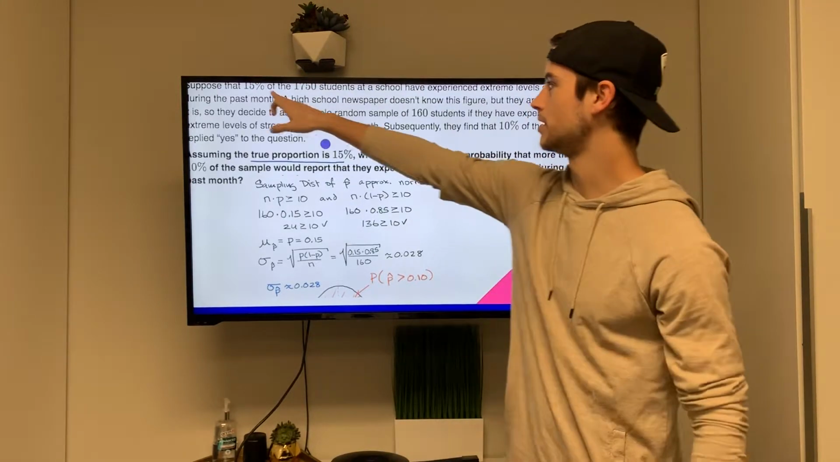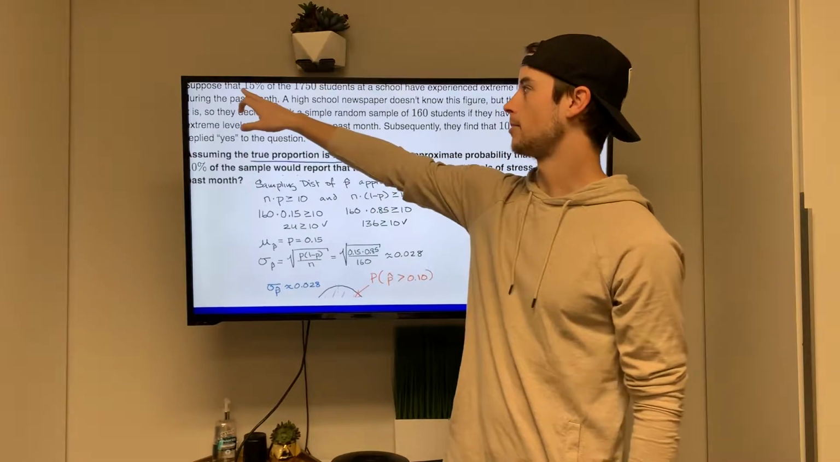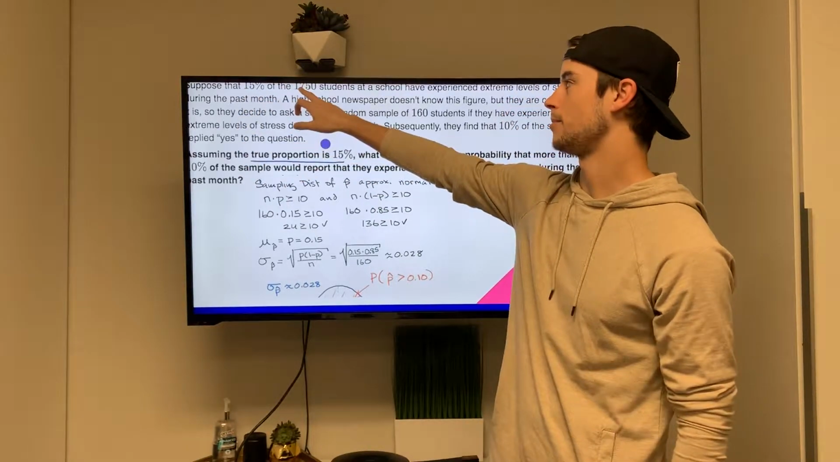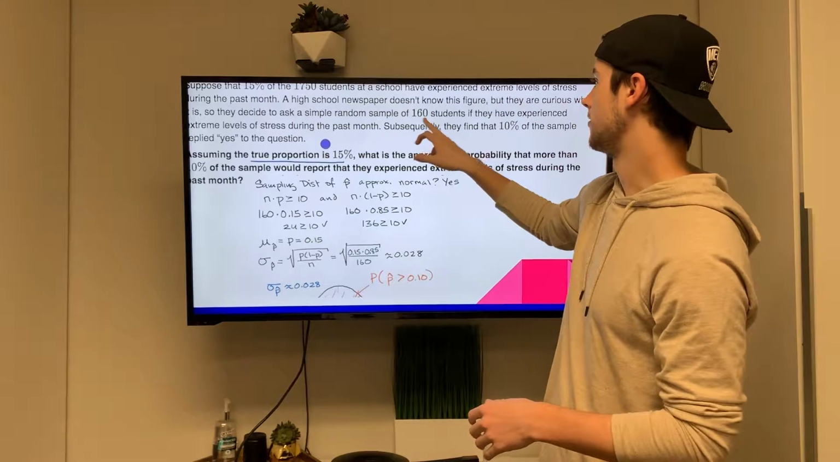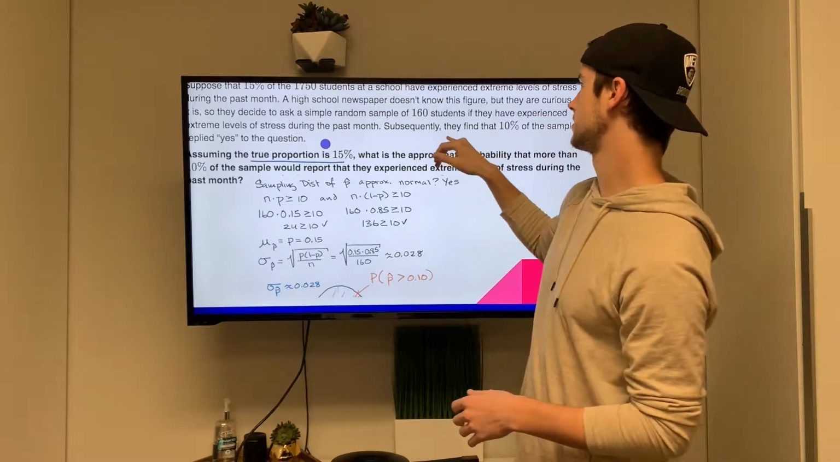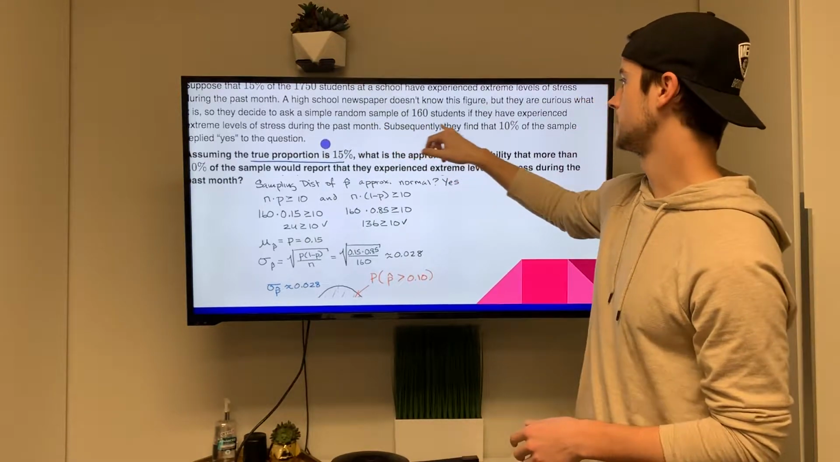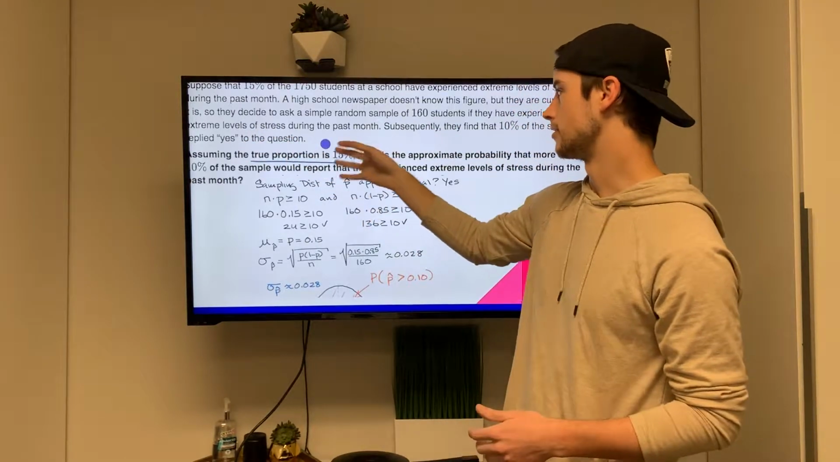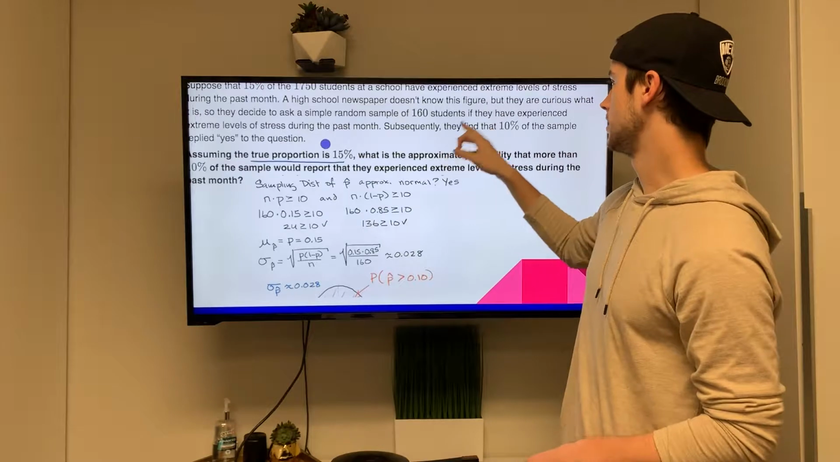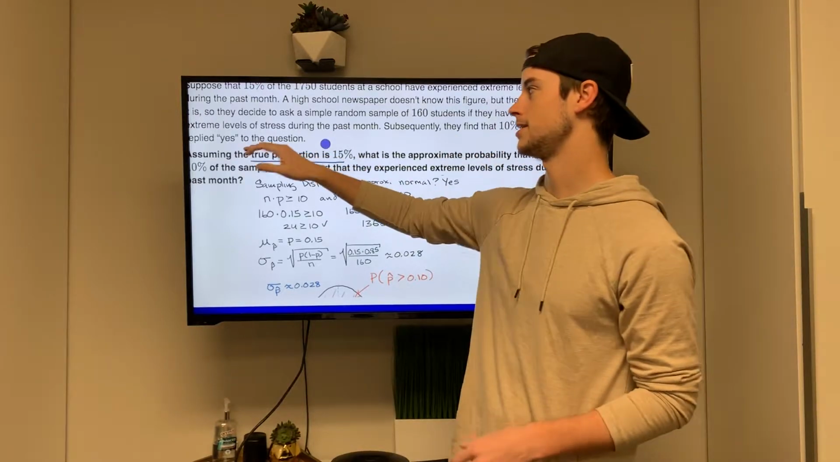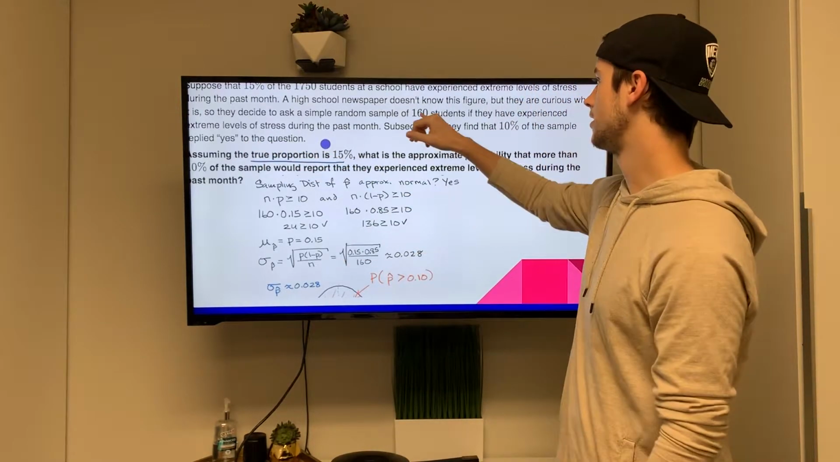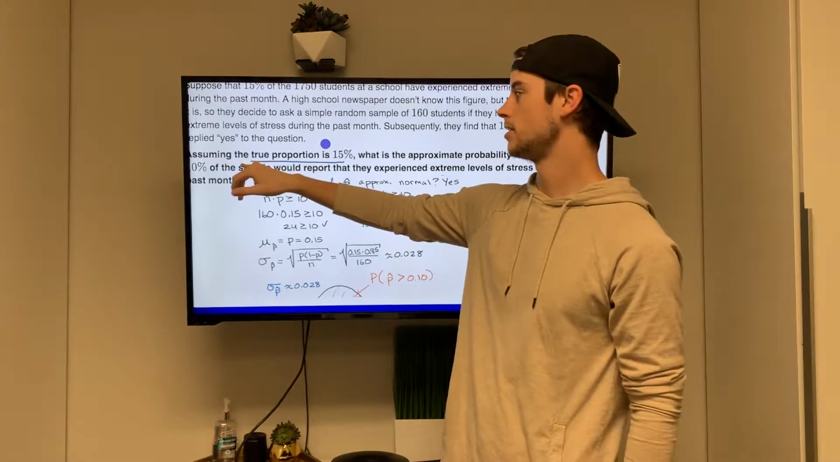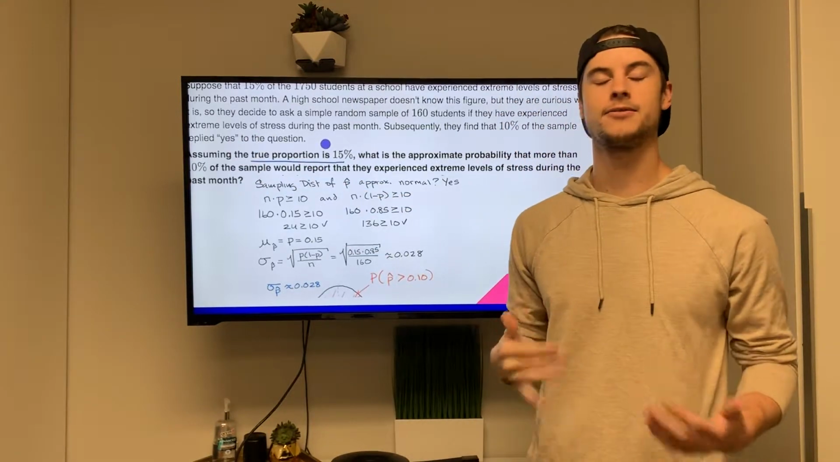So we have our population proportion, our population size, right? We have our sample size, and it says they asked a simple random sample of 160 students if they have experienced extreme levels of stress during the past month. And subsequently, they find that 10% of the sample replied yes to the question. So out of 160 students, 10% of the sample replied yes to having high levels of stress within the past month, okay?